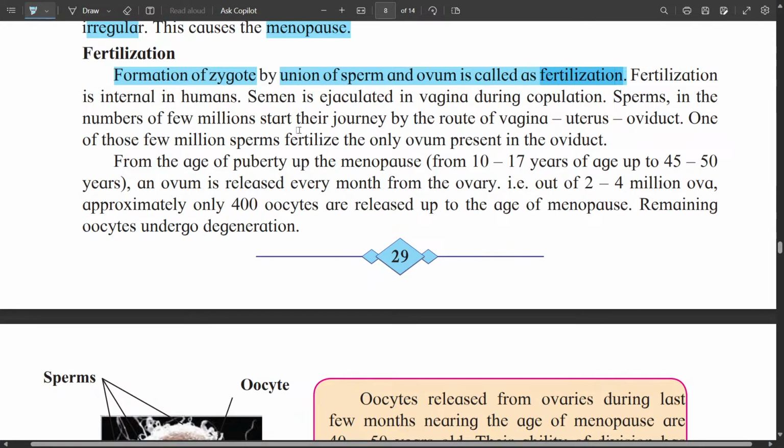In case of fishes and amphibians, fertilization is external. That means the male and female shed their eggs in large numbers in water at the same place at the same time. Then fertilization, that means the fusion of the male gamete and the female gamete, occurs in the water and zygotes are also formed in water. This is external fertilization, external development.